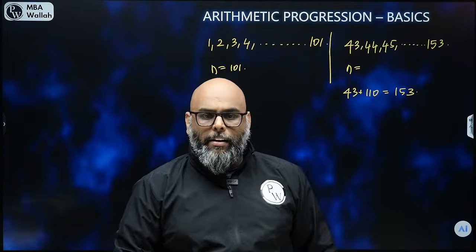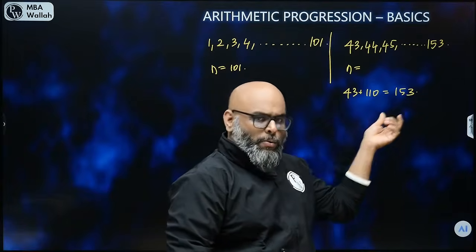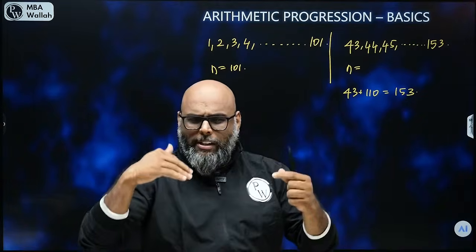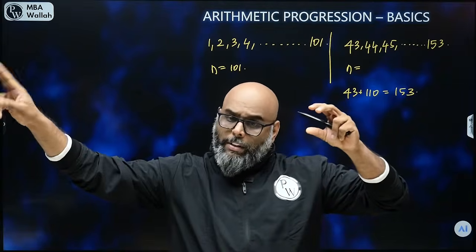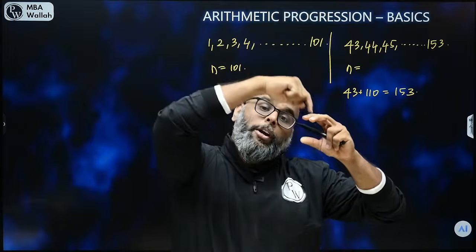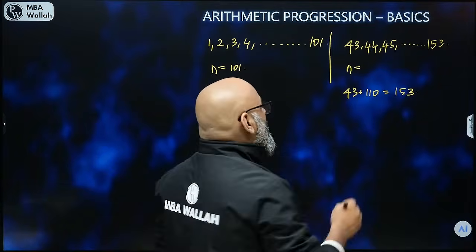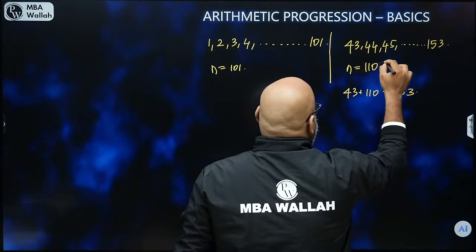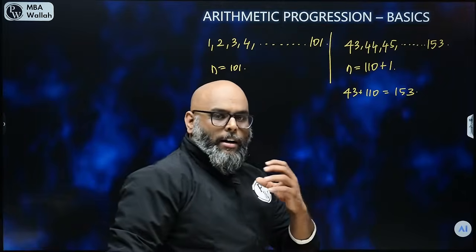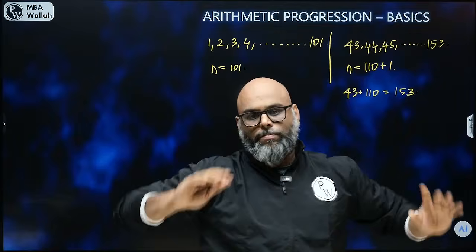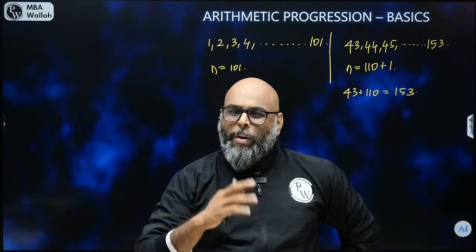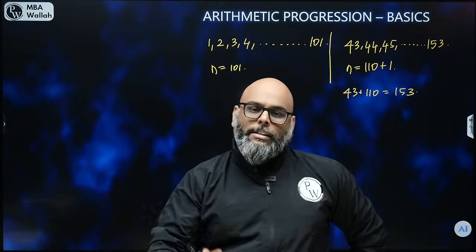Same idea here. 43 plus 110 is 153, which is correct. You are telling yourself, after 43, I am writing 110 terms. Correct. But you should also include 43. So, the n value becomes 110 plus 1. 110 terms and then 43 inclusive. Clear? That's how we derive it. That's how we understand that idea.